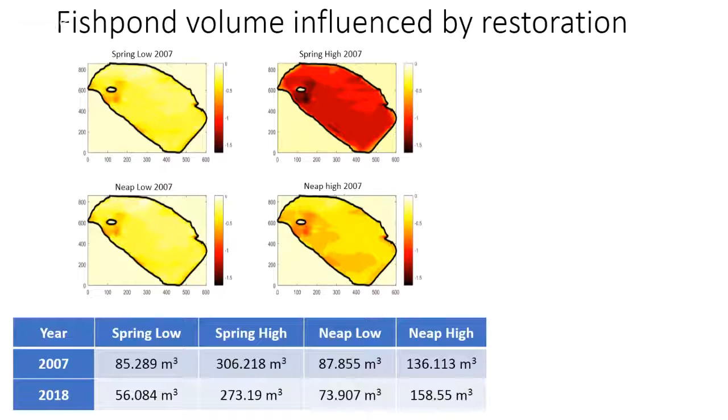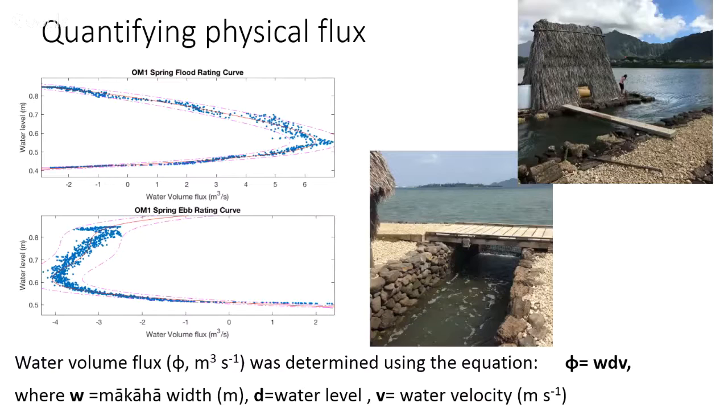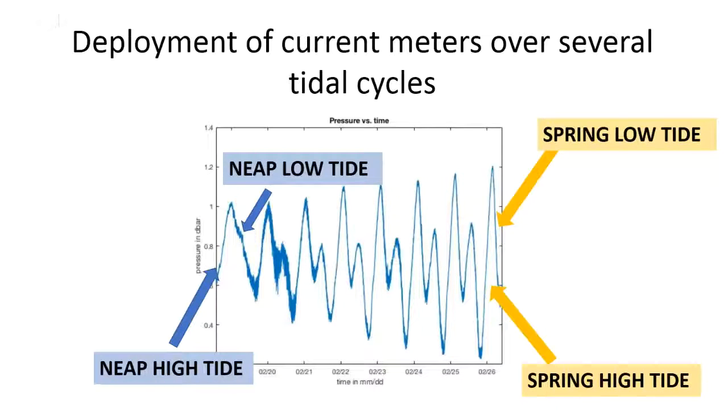Basically, I want to go back to this one graph. We normalized it to these 4 tidal stages, so neap low tide, neap high tide, spring low tide, and spring high tide.